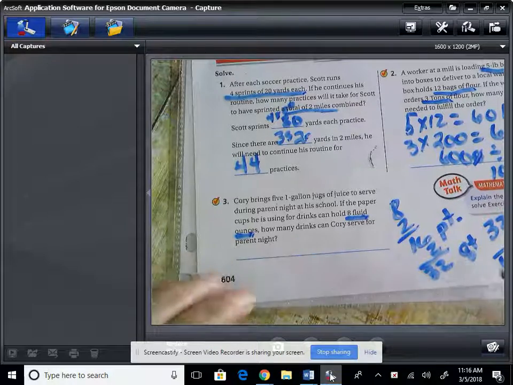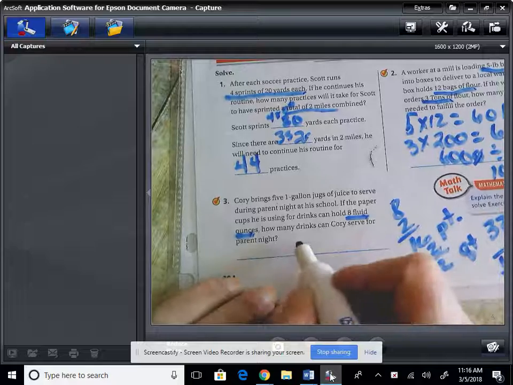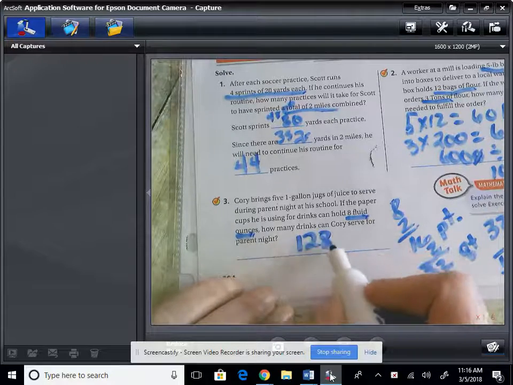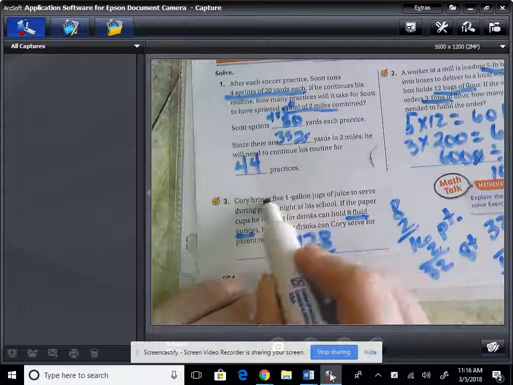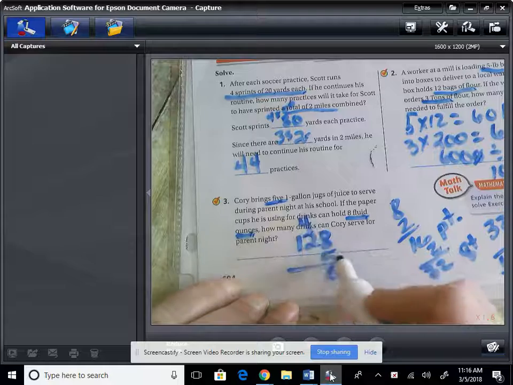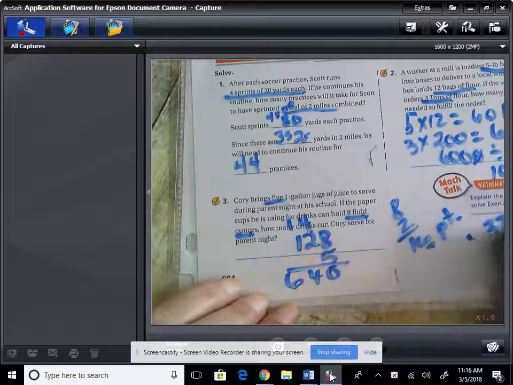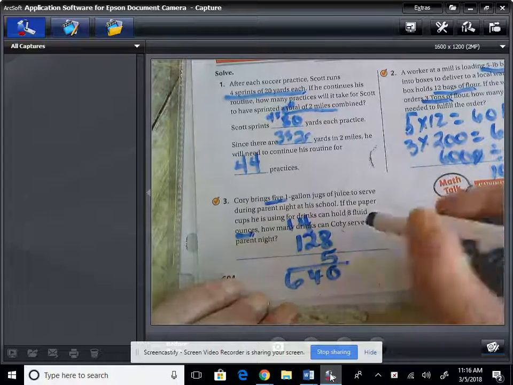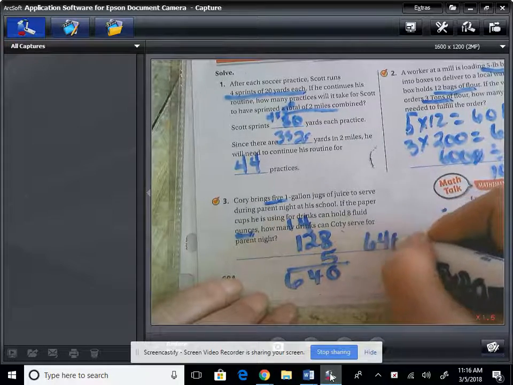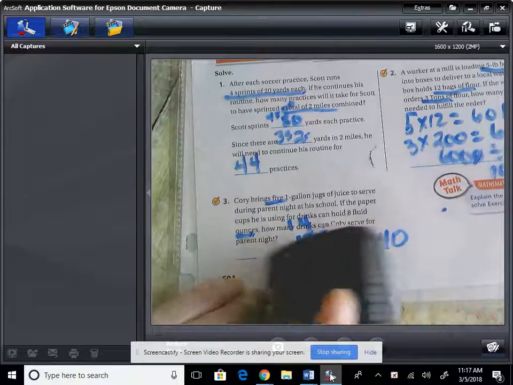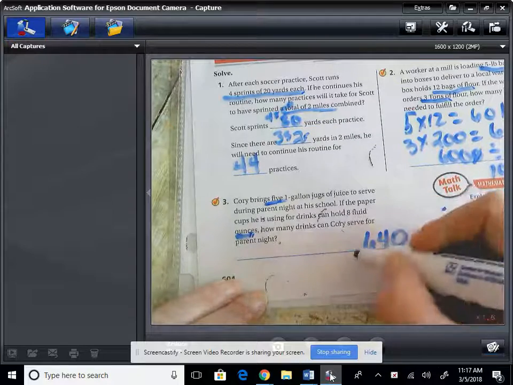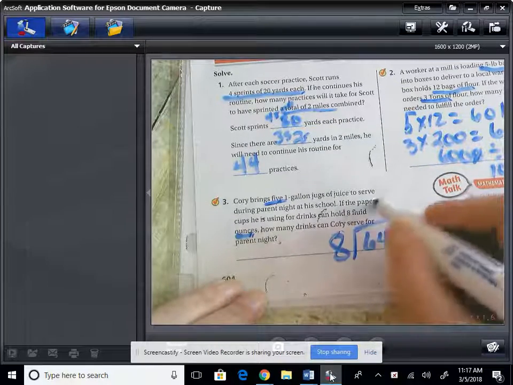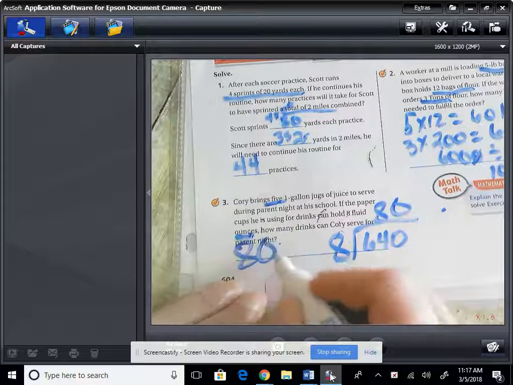If we had 1 gallon, there's 128 ounces in 1 gallon. So we've got to take 128 times 5, because we have 5 of them. And we get 640. Now I have 640 ounces, and I know I have 8 ounces in each one. I have to divide that, and I get 80 cups.